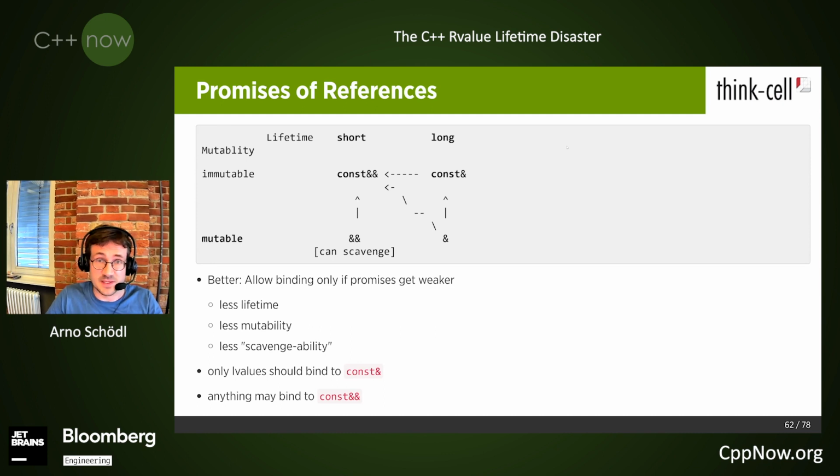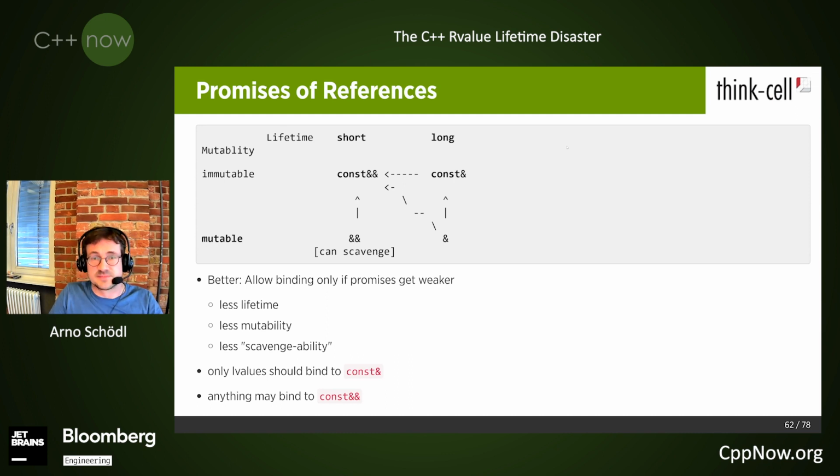So it's safe, anything can bind to it. Now, less lifetime is okay, less mutability is okay, and there's one arrow missing here, which goes from lvalue references to an rvalue reference, because you would give this lvalue reference kind of scavengeability. You would allow others to steal from it, which was not what we want. So we have to leave this arrow out. This is again something that we cannot promise, that you can safely steal from this reference.